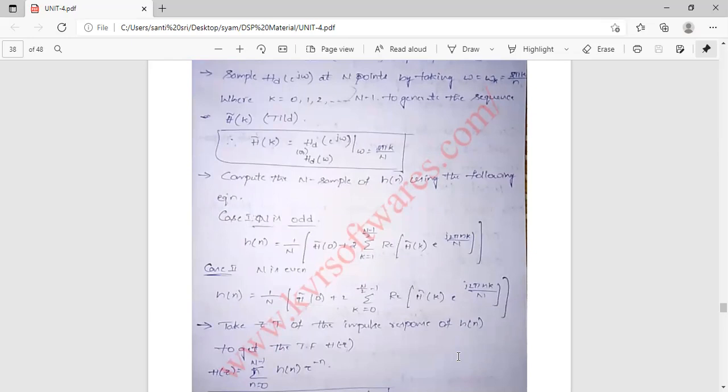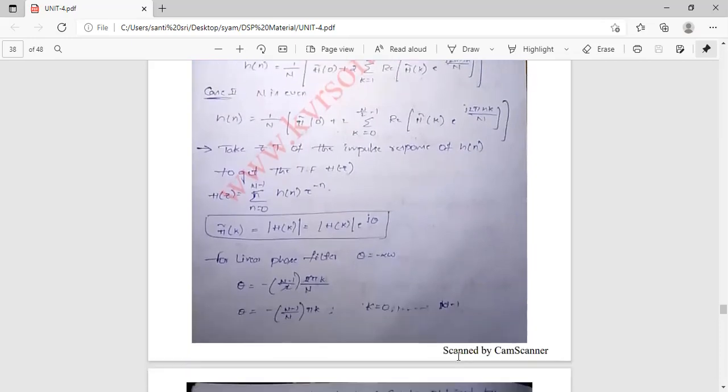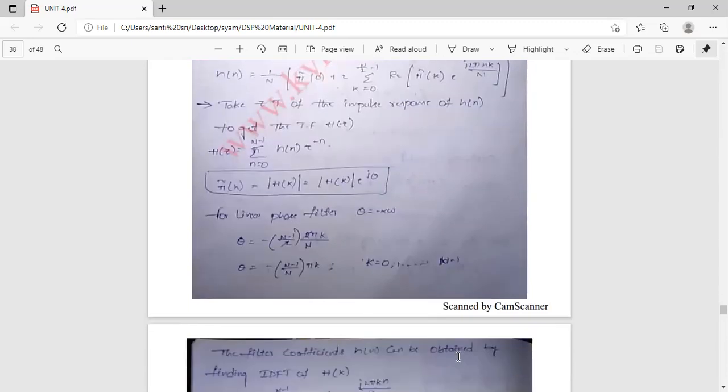So take Z transform of the impulse response h of n to get the transfer function h of z, that is h of z equals sigma n equal to 0 to n minus 1 h of n into z power minus n. Okay, so that is h bar of k is equal to mod h of k into e power j theta. For linear phase filter theta equal minus alpha omega, so theta equal minus of n minus 1 by 2 into 2 pi k by n. So 2 gets cancelled, and it will become minus of n minus 1 by n into pi k, where k is varying from 0 to n minus 1.